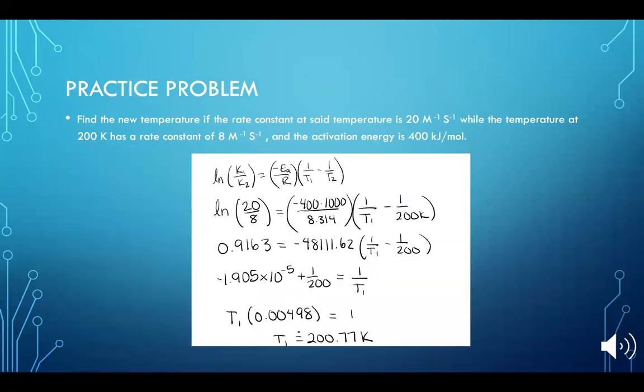Here is another practice problem. Find the new temperature if the rate constant at said temperature is 10 m to the negative 1 s to the negative 1, while the temperature at 200 Kelvin has a rate constant of m to the negative 1 s to the negative 1, and the activation energy is 400 kilojoules per mole. We are using the logarithmic function of rate of reaction with respect to 2 different temperatures, solving by putting the known values into the equation and finding T.